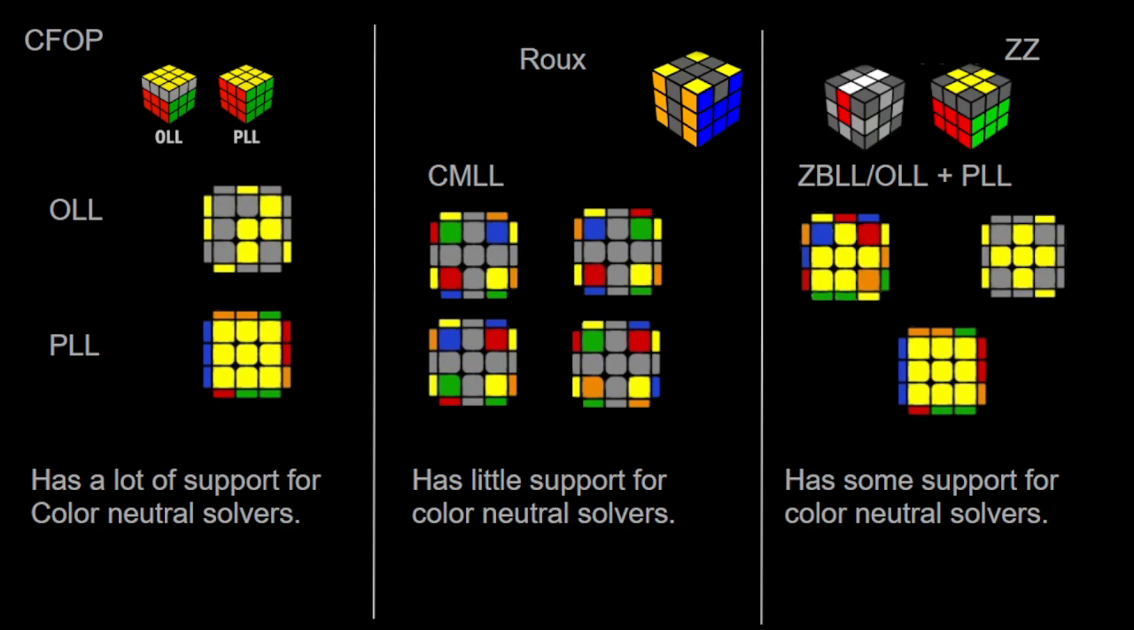Roux wants to solve the corners, orientation, and permutation in one step. This is why Roux doesn't have a lot of color neutrality support. ZZ is similar to CFOP, where you have OLL and PLL, or ZBLL, which is color based, but you at least have a lot of support from cubers that are going into solving with ZBLL for CFOP. This is what ColoRoux aims to fix. We will now begin to demonstrate the app.